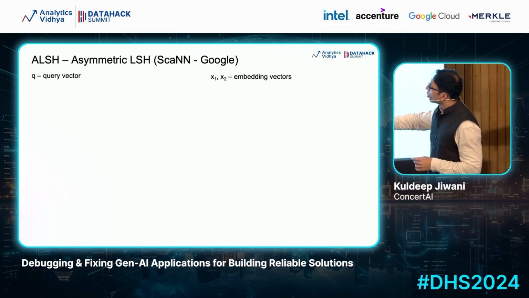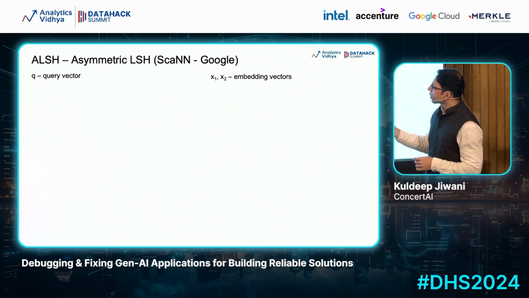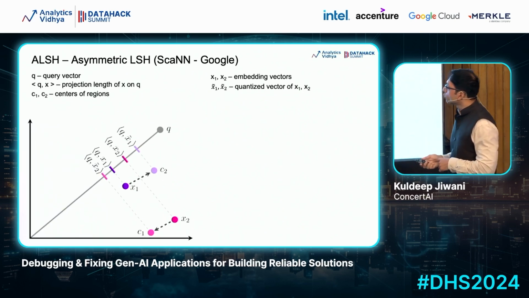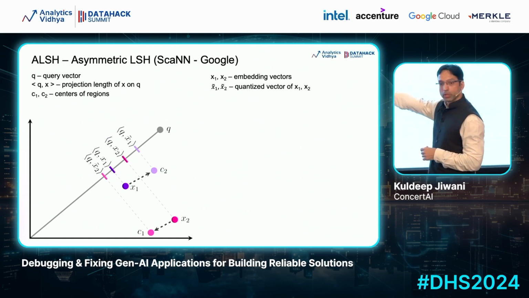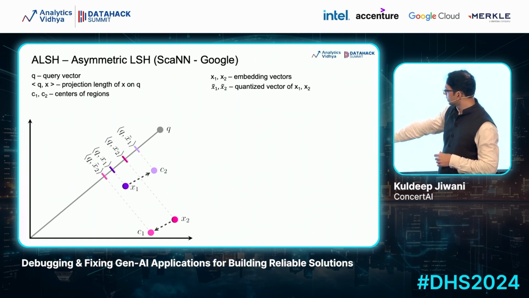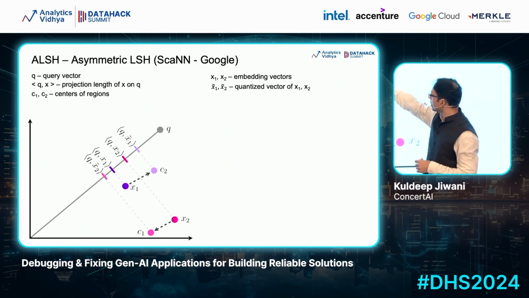I'll talk about one more derivative of this called ALSH that is used by Google, right? They use the same system, LSH, and modified it. That's called asymmetric LSH. Just to give you an example, you have 2 points, X1, X2, and there are 2 centers, region zones, C1, C2, that I want to map to, right? So normally they project X1 to C2 and X2 to C1. So these are projections, Q1 X1 bar, Q2 X2 bar.